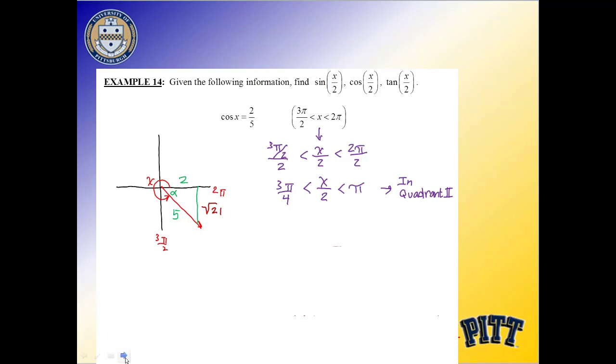I show here that I found the other side of this, but really you're going to notice I'm not going to use it for any calculations because I don't need to know what the sine of x is for this. The cosine of x is sufficient. So the sine of x over 2 is going to be the positive square root of 1 minus the cosine of x, which is 2/5, over 2. And if I carry that out, I get the square root of 3/10.